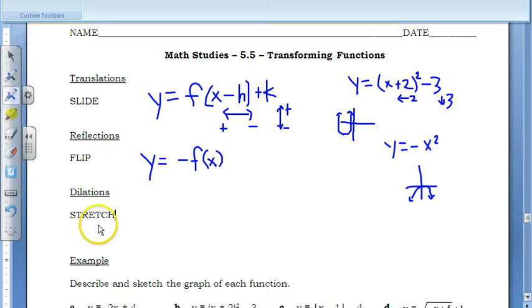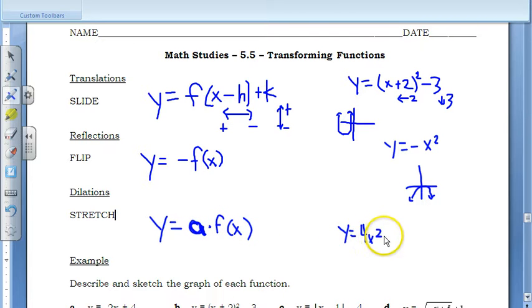The last one is a dilation, which is a stretch. If you want to stretch a graph, you can multiply it by any value. It's supposed to be the letter a times the function. So for example, y = 4x² stretches the graph vertically, so rather than being a kind of nice wide U shape, it's going to be a really skinny U shape because the graph got stretched taller and skinnier at the same time. So multiplying by anything larger than 1 will do that.